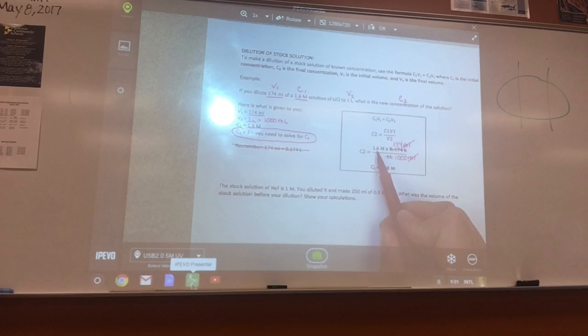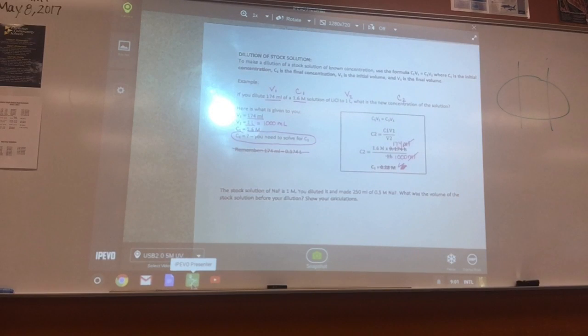So multiply 1.6 times 174 and divide it by 1,000. This was with liters, so actually, multiply that out and tell me what it's going to be. I'm going to do it with milliliters. Multiply that out. You're going to need the calculator for the next 2 problems, so you might as well get your calculator out.